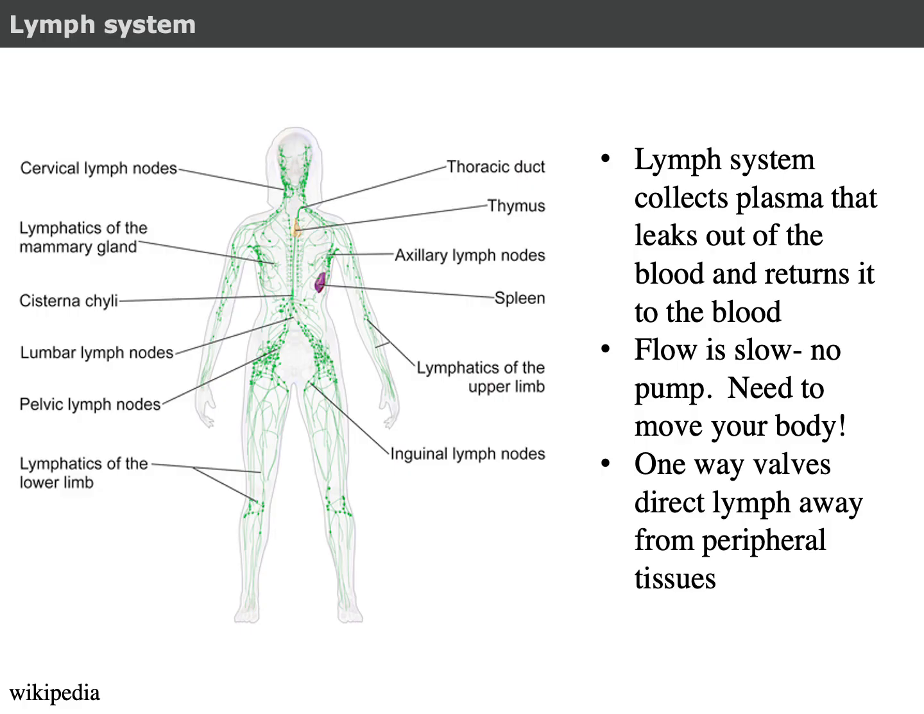So if you look at the lymph system, it's pretty cool. The lymph system collects the plasma that leaks out of the blood and returns it to the blood. Okay, so the flow is slow. You don't have a pump, it's not hooked up to the heart, and this is the reason you actually need to move around, move your body. One-way valves are directing that lymph away from the peripheral tissues to basically recirculate it.